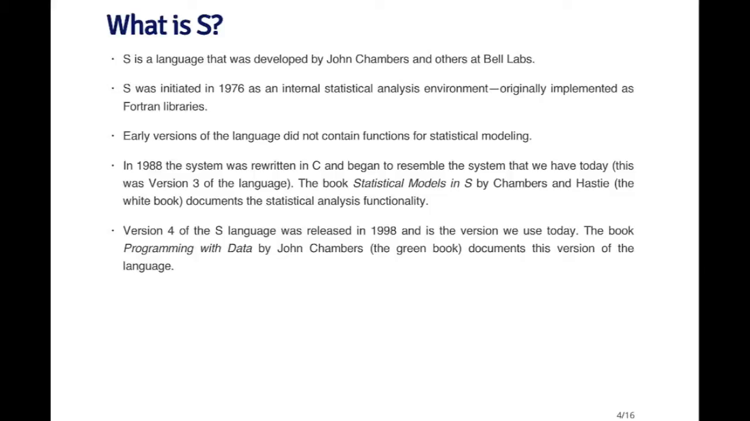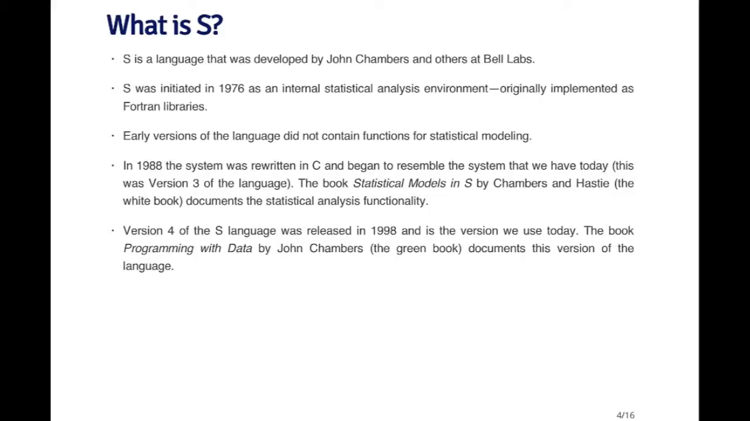Early versions of the language did not contain functions for statistical modeling. That did not come until roughly version 3 of the language. So in 1988, the system was rewritten in the C language to make it more portable across systems, and it began to resemble the system that we have today. So this was version 3, and there was a seminal book called The Statistical Models in S, written by John Chambers and Trevor Hastie, sometimes referred to as the White Book. And that documents all the statistical analysis functionality that came into that version of the language.